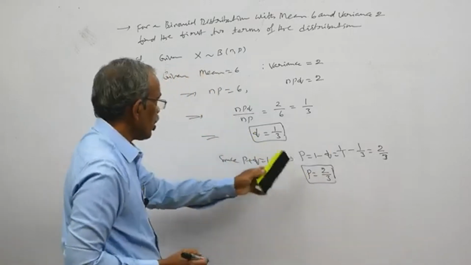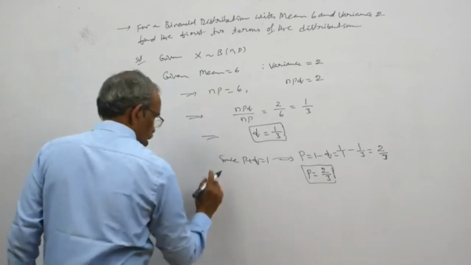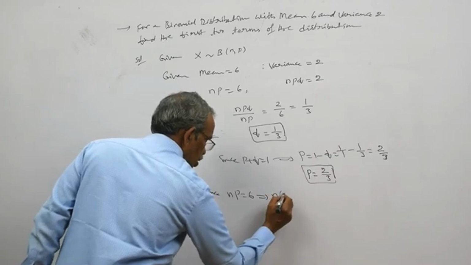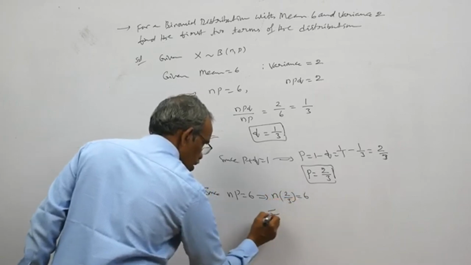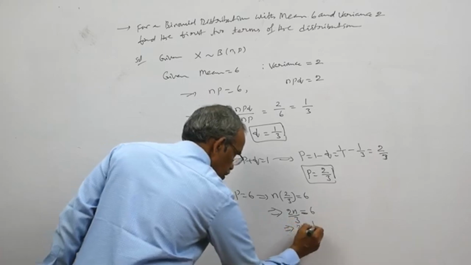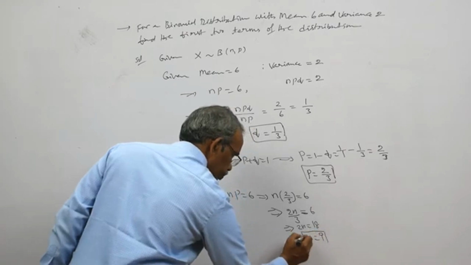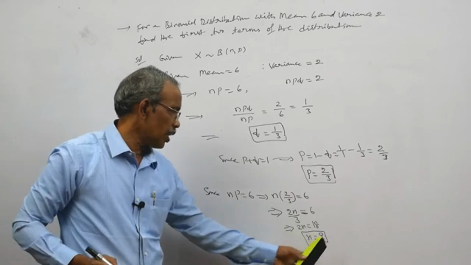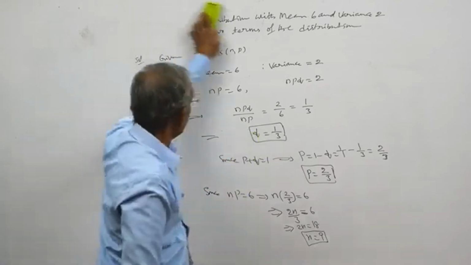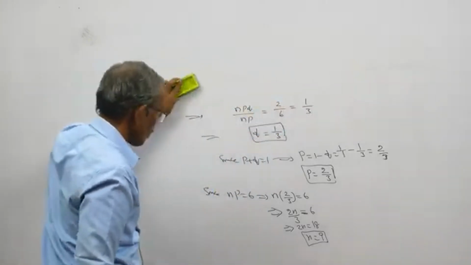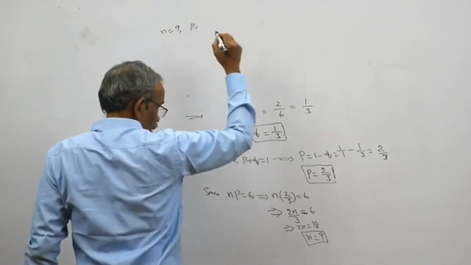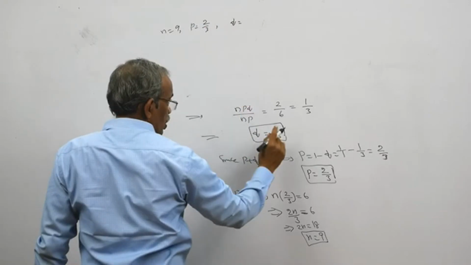After getting p and q, we have to find the value of n. To get the value of n, since np is equal to 6, n unknown value, p is equal to 2 by 3, is equal to 6. That implies 2n by 3 is equal to 6, 2n is equal to 18, n is equal to 9. Here the number of trials n is equal to 9. The probability of success p is 2 by 3. The probability of failure q is equal to 1 by 3. Therefore, n equal to 9, p is equal to 2 by 3, q is equal to 1 by 3.